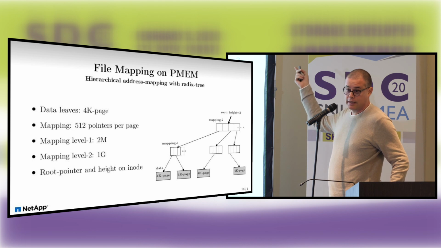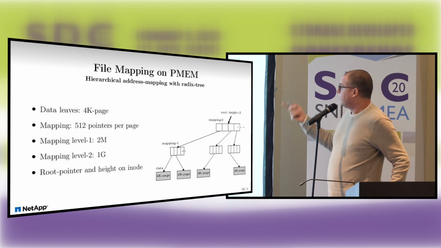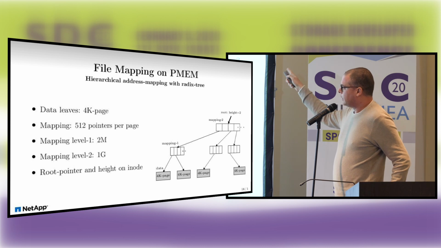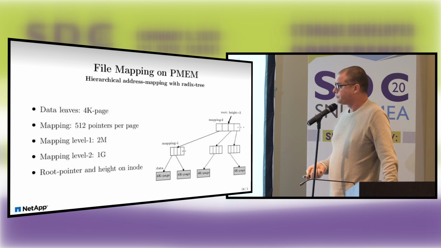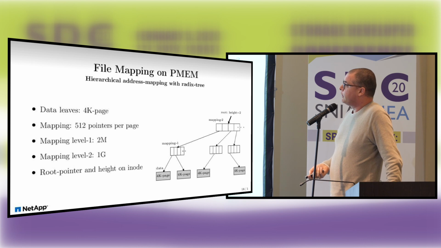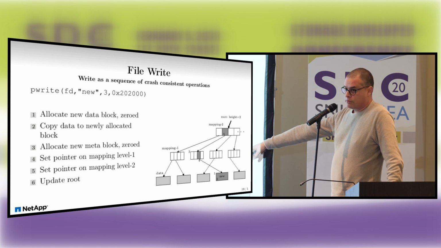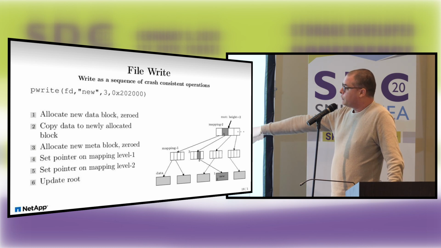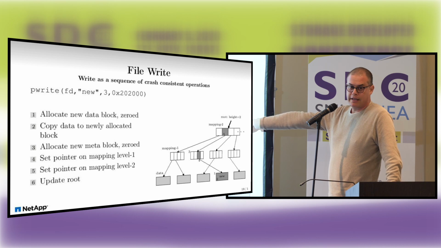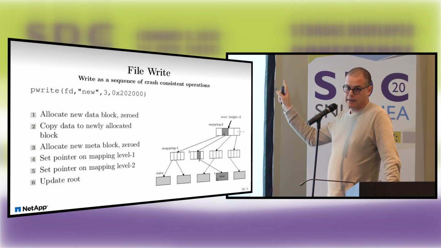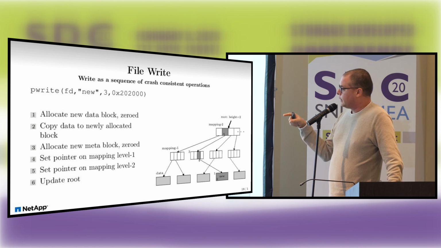And we store the height and the root LBA in the inode typically. Now, assume we want to do some kind of write operation. We would allocate a new block, write the data, and then we would need to update the mapping. We can update a single pointer with the PMEM file system. With a traditional file system, we would typically need to update an entire block and then flush it to the underlying device. But here we can do a single update.